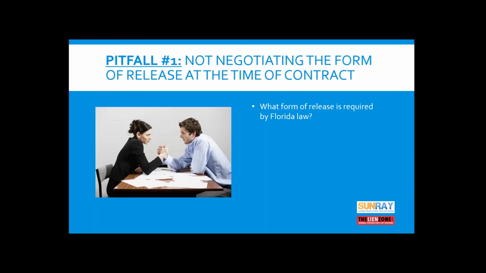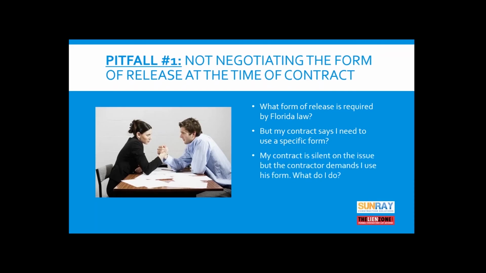Therefore, when you are negotiating and reviewing your contract, don't just skip over the exhibits. You need to look at all of them and make sure that the release that you're agreeing to provide every month is consistent with the release that you're willing to give. So as I said, if your contract requires a specific form, that's the form you have to use. So you need to negotiate that at the time of contract.